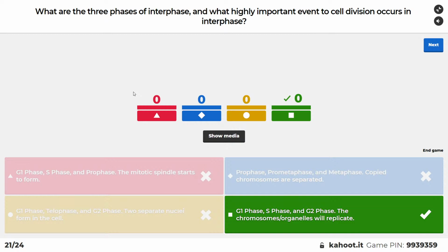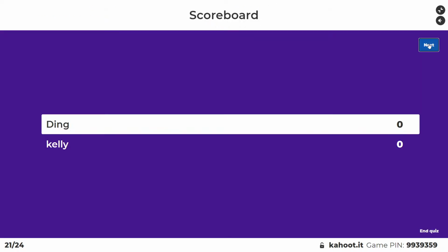Okay, the answer is G1 phase, S phase, and G2 phase. The chromosomes and organelles will replicate, so that's all a portion of interphase. The chromosomal and organelle replication happens in S phase, which is also called synthesis phase. Each of the other options has portions of mitosis within them, like prophase, prometaphase, and telophase, so you know none of those are correct. All right, next question.